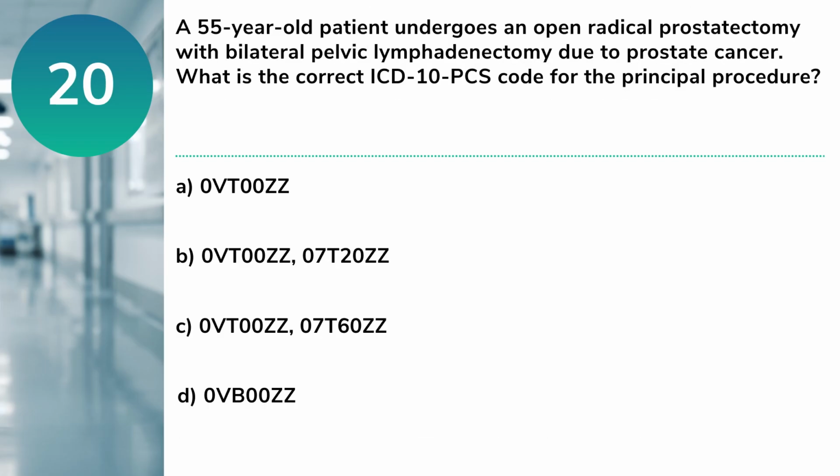Question 20. A 55-year-old patient undergoes an open radical prostatectomy with bilateral pelvic lymphadenectomy due to prostate cancer. What is the correct ICD-10-PCS code for the principal procedure? A. 0VT00ZZ. B. 0VT00ZZ, 07T20ZZ. C. 0VT00ZZ, 07T60ZZ. D. 0VB00ZZ.